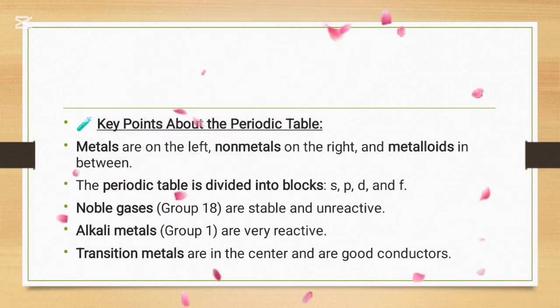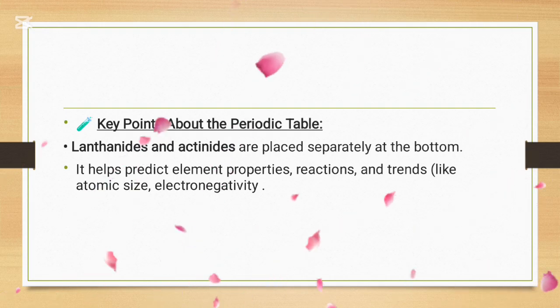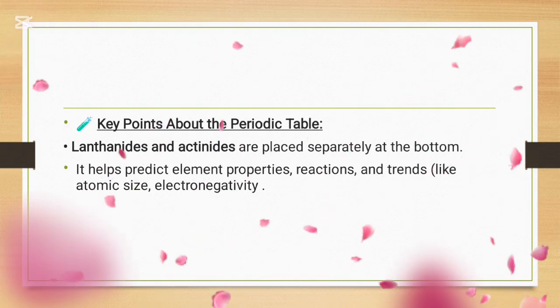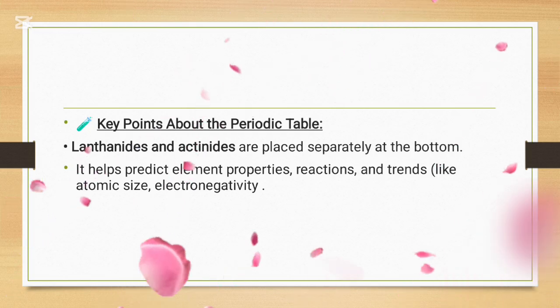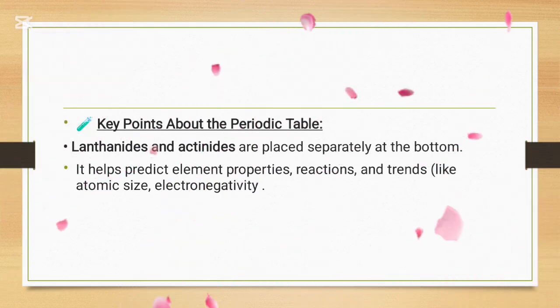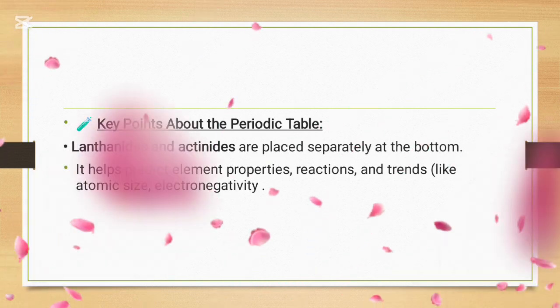Transition metals are in the center and are good conductors. Lanthanides and actinides are placed separately at the bottom of periodic table. It helps predict element properties, reactions, and trends like atomic size and electronegativity.